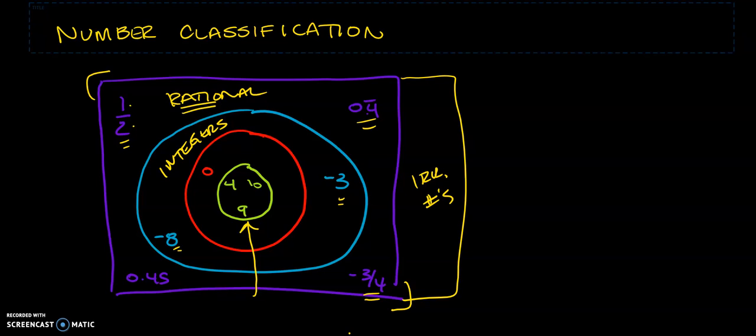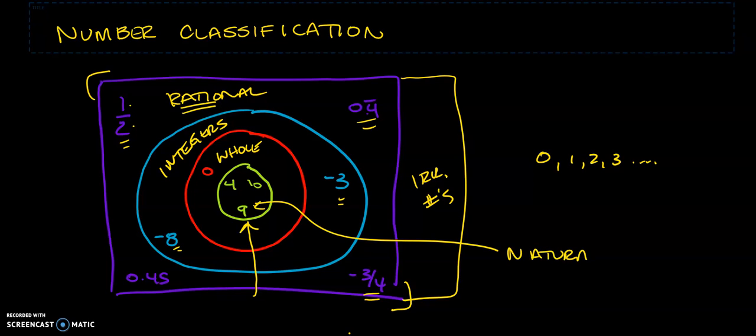What about this next one? This next inside the red, we're going to call these whole numbers. Now, whole numbers are going to be 0, 1, 2, 3, and so forth. They start at 0 and they move up. But what about our natural numbers? Now this is this next group. I'm going to have to draw kind of an arrow here. Hopefully this doesn't get too messy. But we're going to call these natural numbers. Now natural numbers are going to be 1, 2, 3, 4, and so forth. It just doesn't include the 0.